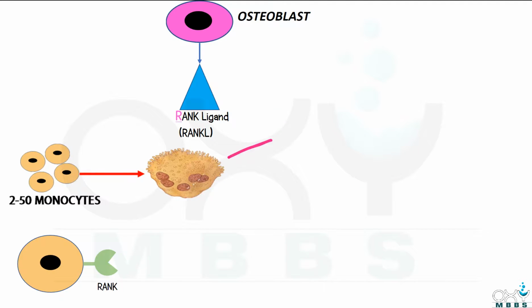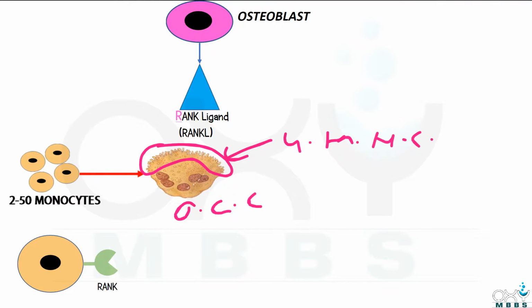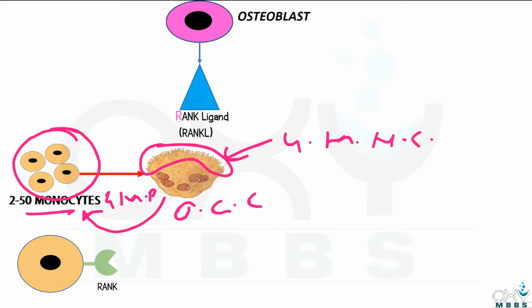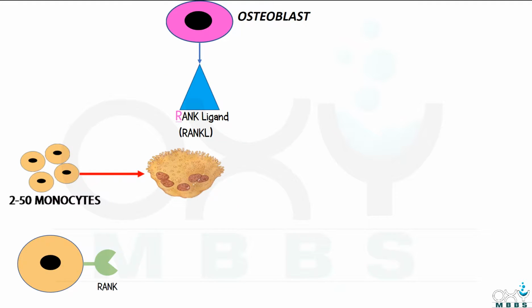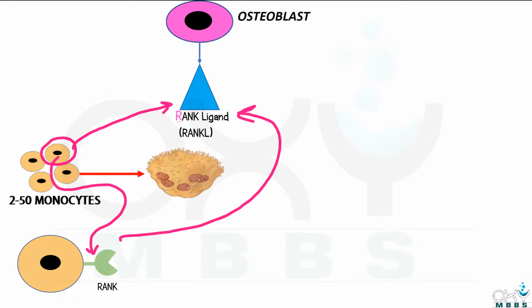Now as you all know, this giant multinucleated cell having a ruffled border is which cell? This is the osteoclast cell, and this osteoclast cell is formed from approximately 2 to 50 monocytes and macrophages. But my dear friends, this fusion is not spontaneous. This fusion depends on a protein, and that protein is called RANK ligand. So for the attachment of these monocytes with RANK ligand, these monocytes must have a receptor for RANK ligand, and that receptor is called RANK.